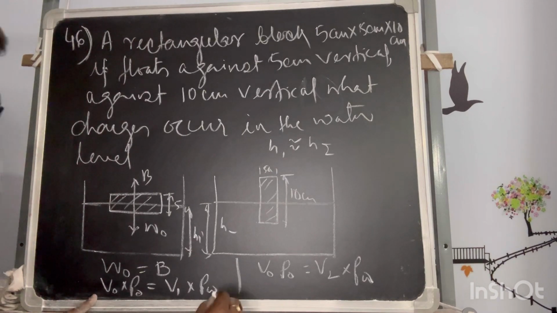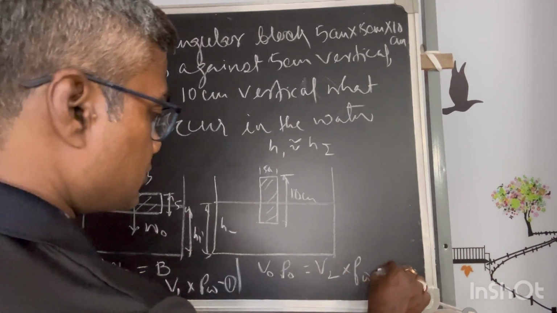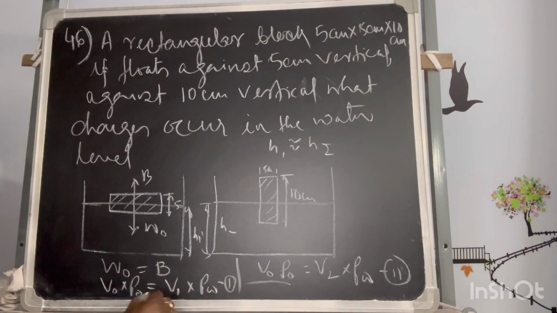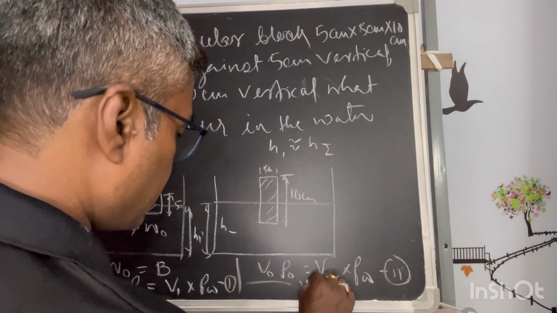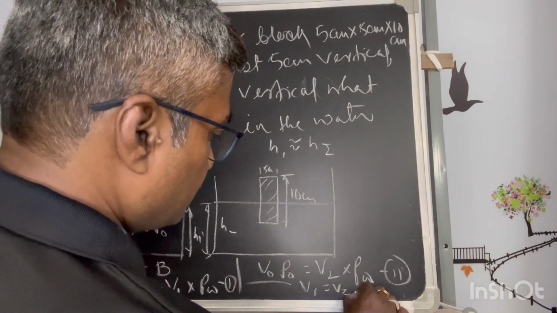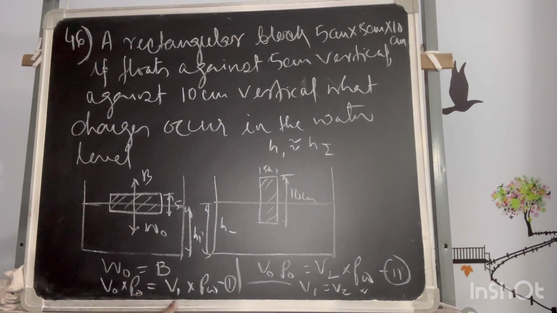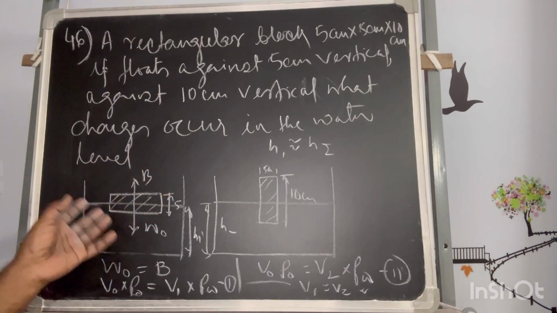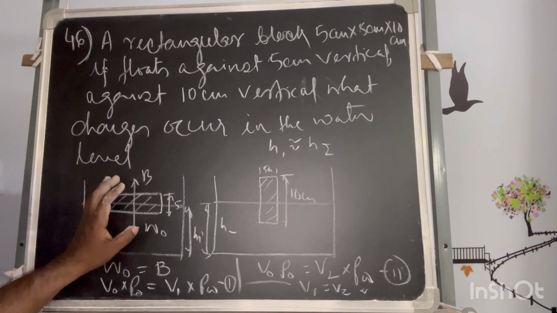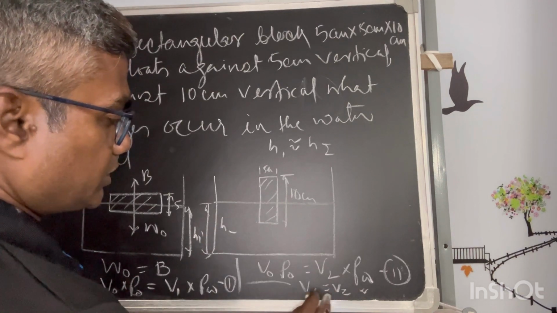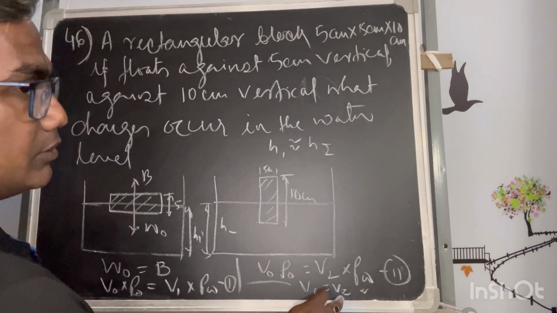Now one can see this is true, this is also true. If both the equations are true, their left hand sides are equal. So what could be the case? V1 must be equal to V2. So there is no ambiguity, because if this is true, V1 must be equal to V2. So whichever way you put the object, it will not displace more than the same volume.